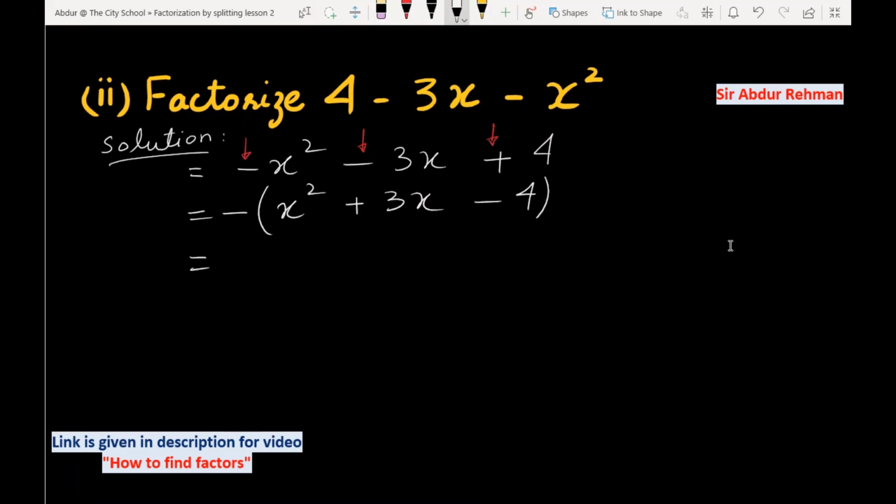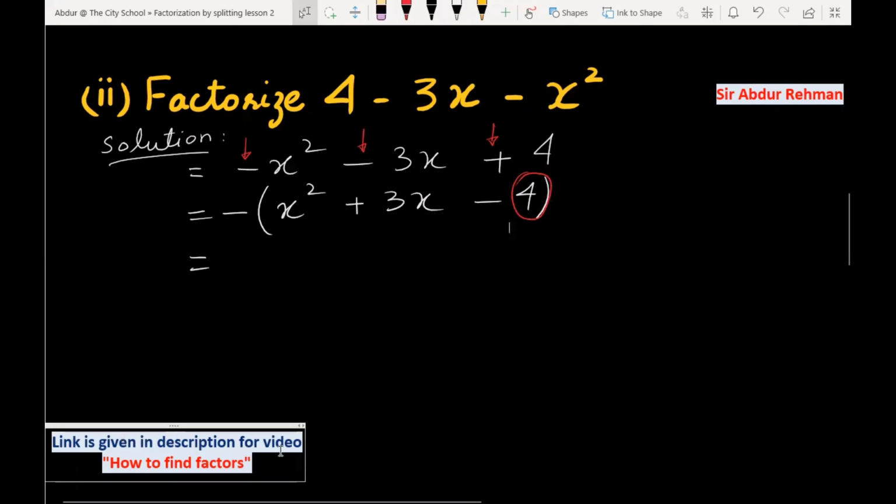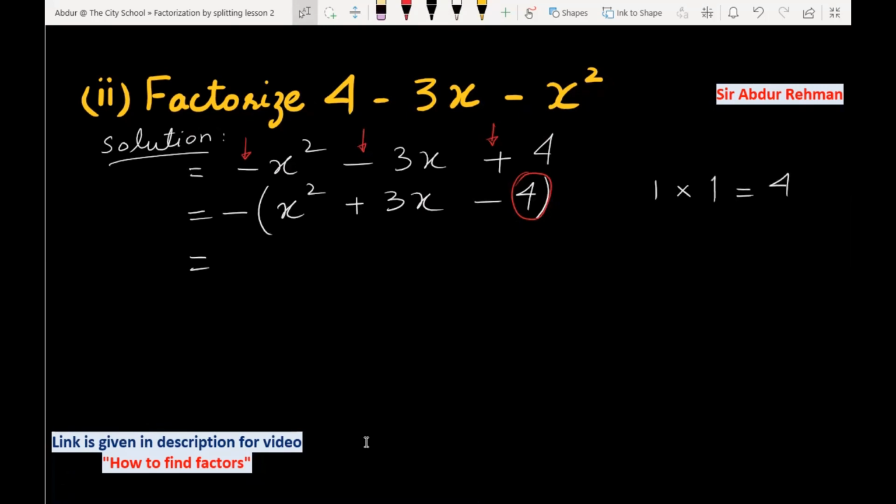The next step is to find the factors of the last term. Find the factors of the last term, and how to find factors, the link is given in the description. Now find the factors of 4. 1 times 4. Now check, the middle term is 3. 4 plus 1 is 5, but 4 minus 1 is 3. So it is the correct factor, 4 minus 1.